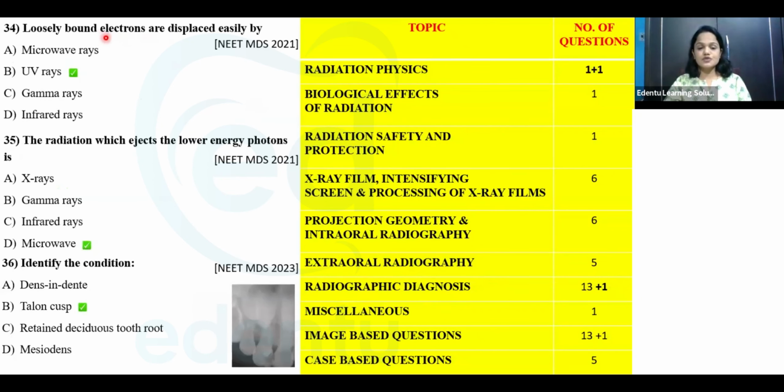The next is: the loose bound electrons are displaced easily by which radiation? It is UV rays. It comes under the radiation physics. And the radiation which ejects the lower energy photons is microwave radiation, which also comes under the radiation physics. And again, an image-based question for identification, which is the talon's cusp, and it comes under the topic of radiographic diagnosis.